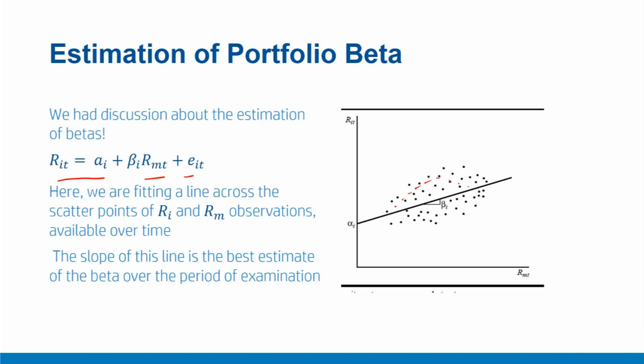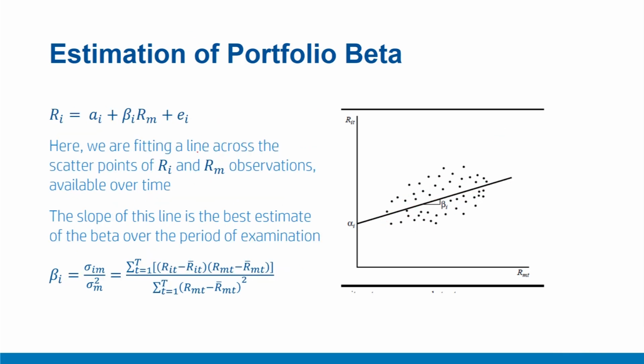These are the scatter points, these are our observations, and we try to fit this model, Rit bar equal to alpha i plus beta i times Rmt bar. We fit this regression model. The model can be represented in the form of this straight line. The slope of this line, which is beta i, is our estimate of beta. So we are fitting a line across these scatter points with the simple, often used OLS, ordinary least squares method of regression, and the slope of this line is the best estimate of beta over the period of examination.